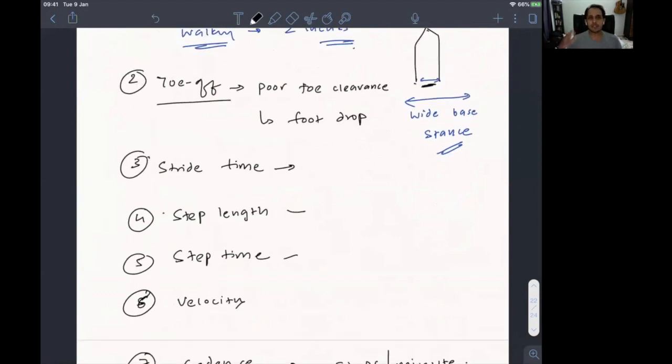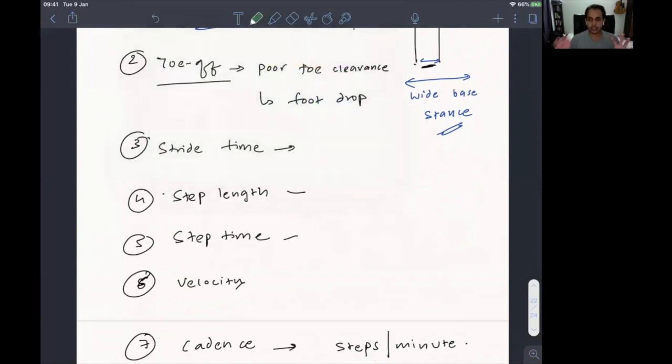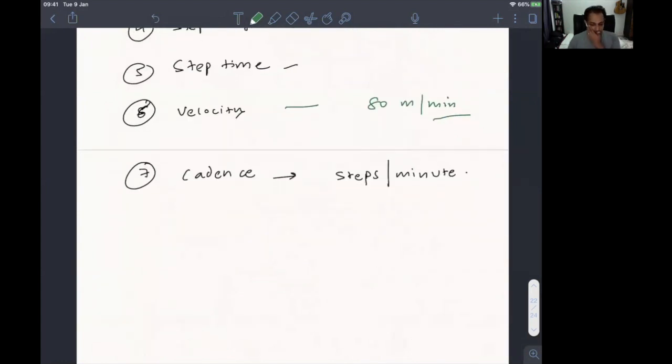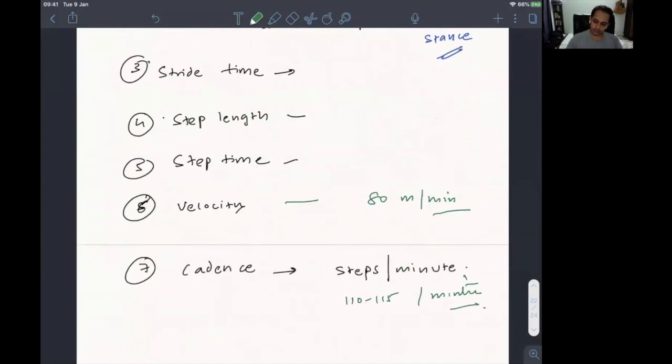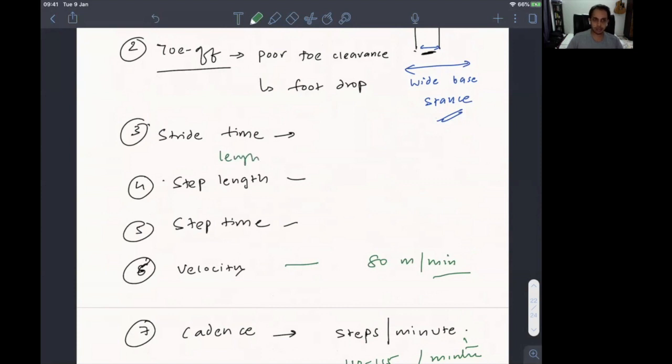And you should also have some idea as to what is normal. In a normal adult person, you can walk around 80 meters in 1 minute, and the cadence is approximately 110 to 115 steps per minute. And the stride length is approximately 1.4 meters. So when you take one stride, you are covering around 1.4 meters. So these are things to look for when you examine somebody's gait.